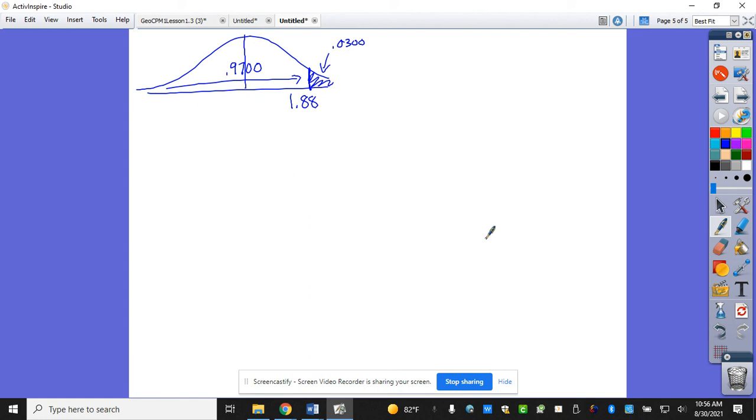Wait, so we don't look on our chart for what is the top 3% or what is the area to the right? Because you always have to use this to the left. Okay. And the same way as like if you shade to the right, you do 1 minus. If it's top, you do 1 minus.